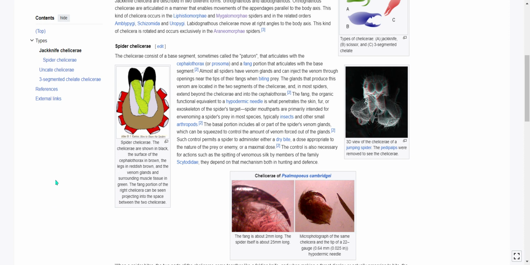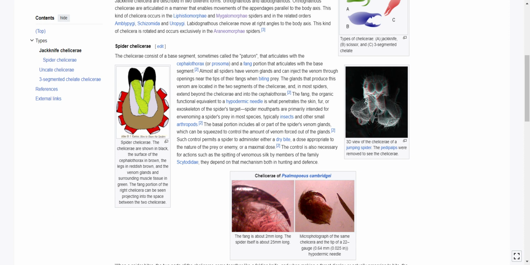The basal portion includes all or part of the spider's venom glands, which can be squeezed to control the amount of venom forced out of the glands. Wow. Such control permits a spider to administer either a dull bite, a dose appropriate to the nature of the prey or enemy, or a maximal dose.